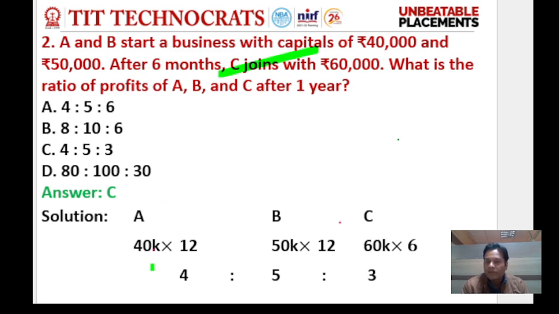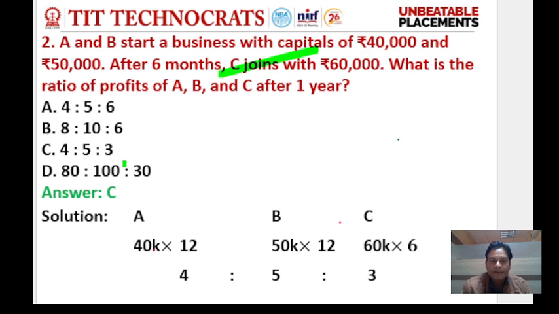When we cancel out this data, you will find the ratio like 4, 5, and 3. So you can say in this question, because C joined the business after 6 months, the time for which C engaged is 6 months, and A and B for 12 months. That's why we multiply here 6, 12, and 12. Finally, when you cancel out the common data, you get the ratio 4, 5, and 3. So the final answer is option C, 4 is to 5 is to 3.